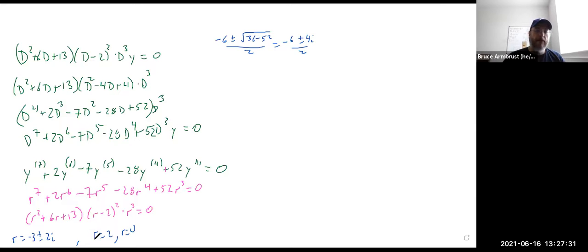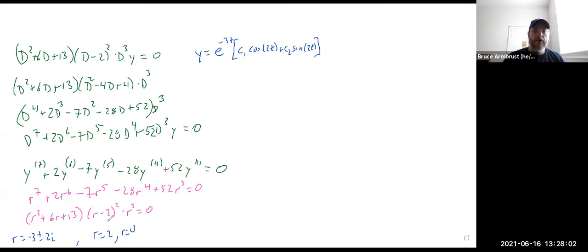Okay, so we've got all of our roots. So now let's actually build our solution. From the -3 plus 2i, we're going to get e to the -3t times c1 cosine of 2t plus c2 sine of 2t.